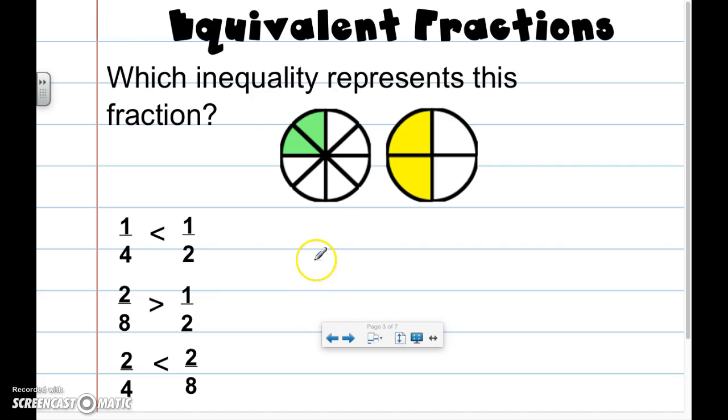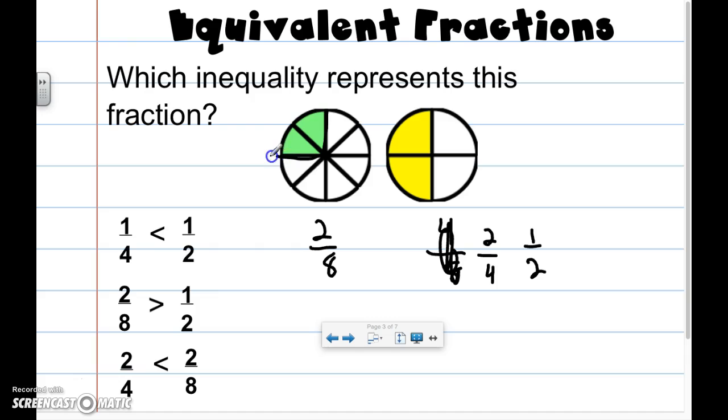Let's look at this one. This is going to be 1, 2, 3, 4, 5, 6, 7, 8. So this is 2 out of 8. This is, sorry, not 4 out of 8. It's going to be 2 out of 4, which is the same as 1/2. I can clearly see that this is half of the circle shaded in.